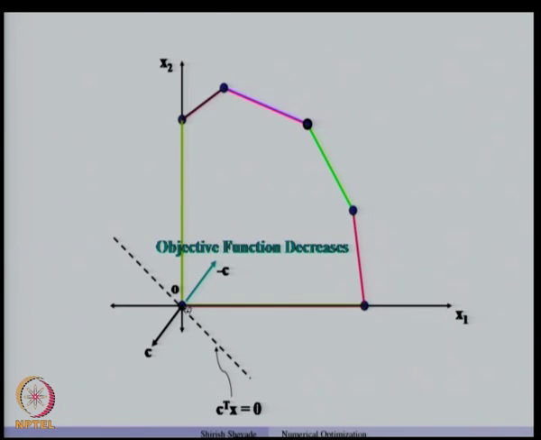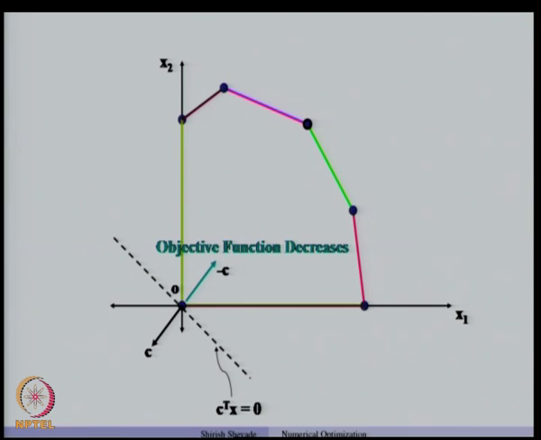Now, we know that C is pointing in this direction. So, the objective function decreases when we move along the direction minus C, because if we consider the hyperplane which is perpendicular to C, that will be denoted by C transpose X equal to 0. In the direction where C is pointing, C transpose X is greater than 0, and in the direction of minus C, C transpose X is less than 0. So, obviously, the objective function decreases when we move along the direction minus C.